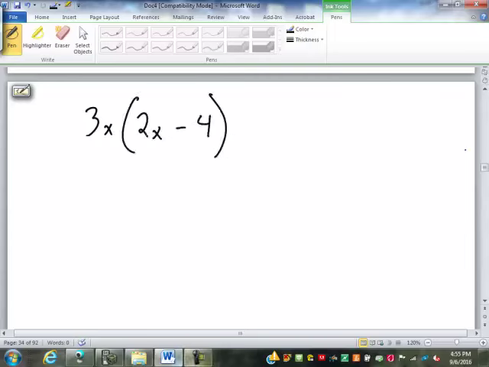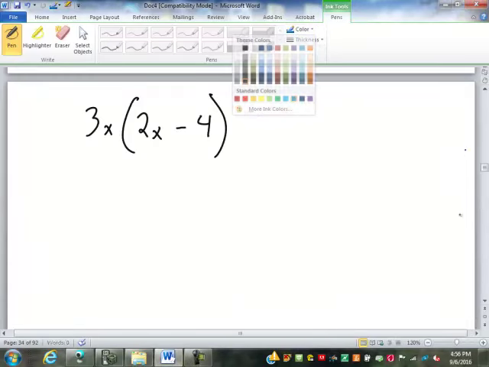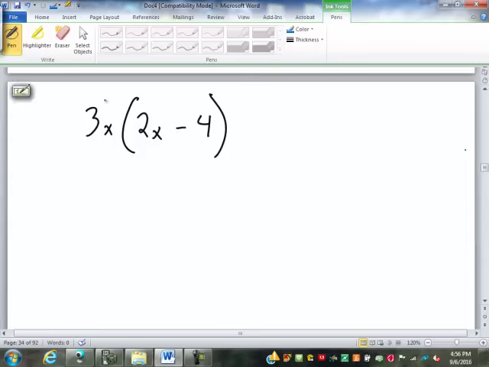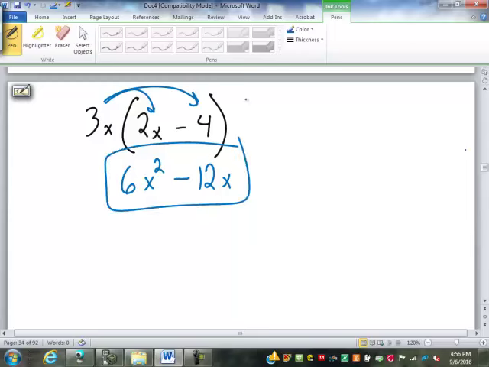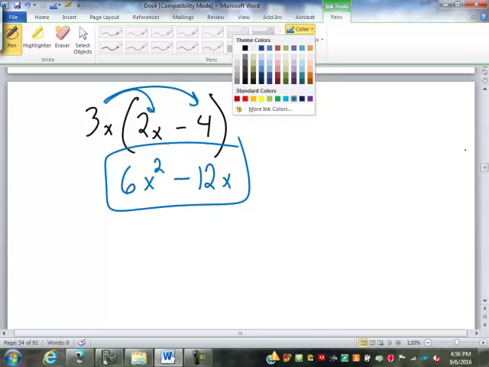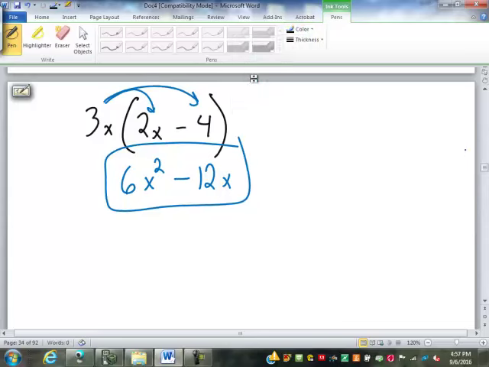Try that one in your notes quick. Do you guys do it the long way or do you distribute? Distribute? Okay, let's go ahead and do that then. 3x times 2x is 6x squared. 3x times negative 4, negative 12x. How many of you had 6x squared minus 12x? You did it the long way? Come to the same place. That's what matters.